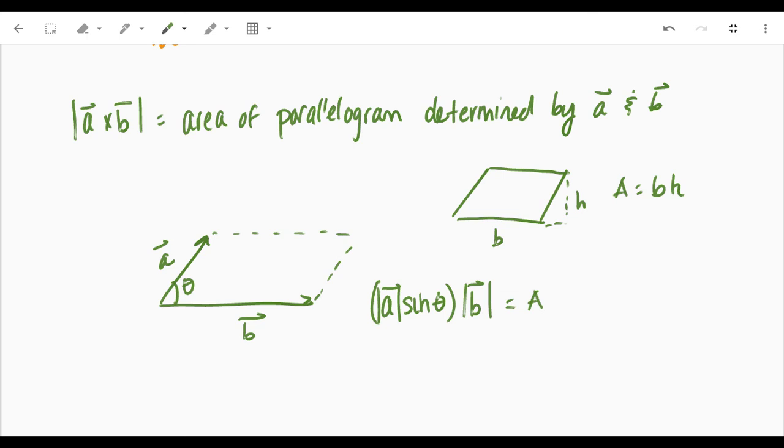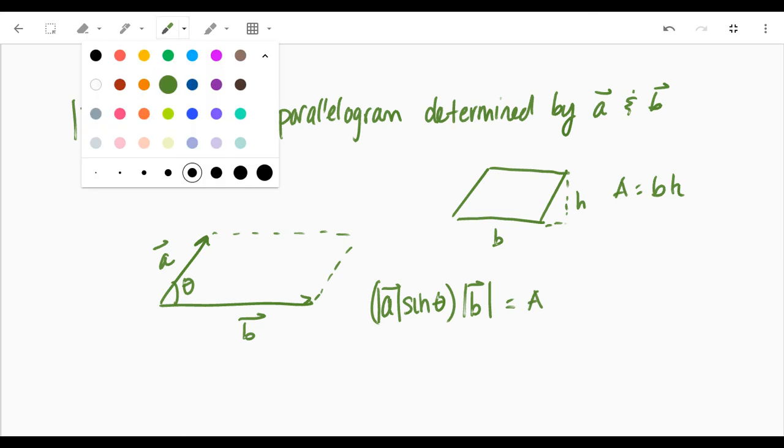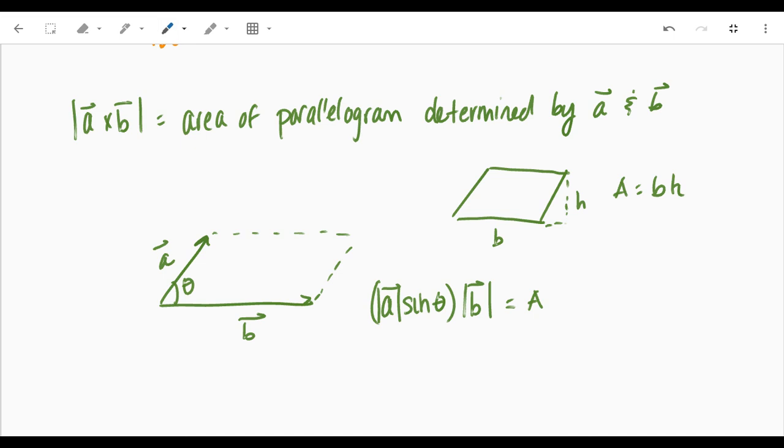That makes sense, right? So let me back up a second here. Right here, that would be the magnitude of A sine theta would be the length of that. And then the length of this side here would be the magnitude of B. So multiply them together and we get the area of a parallelogram.